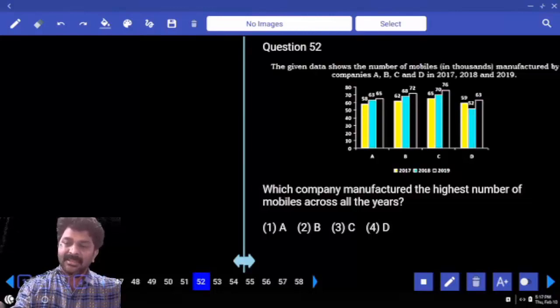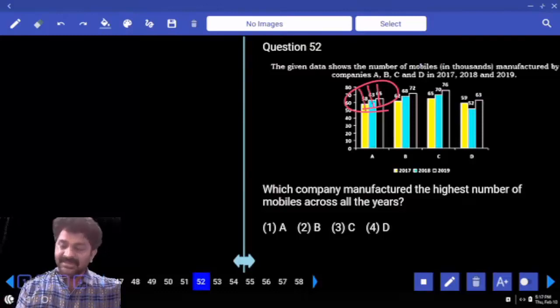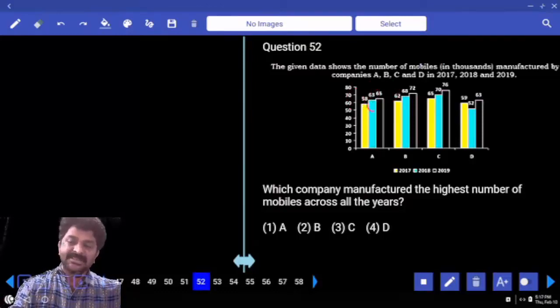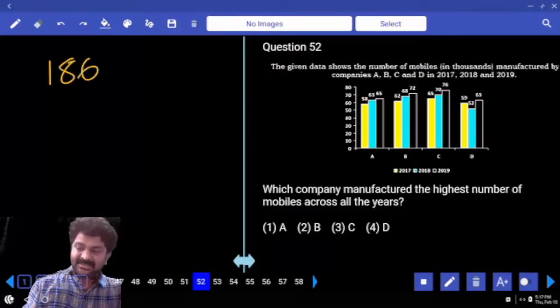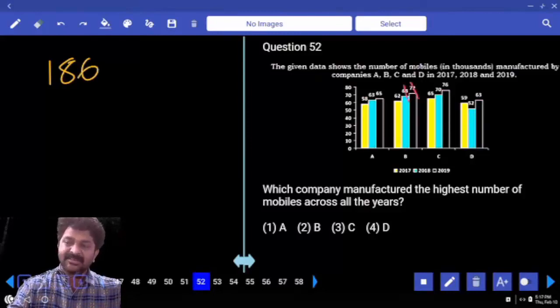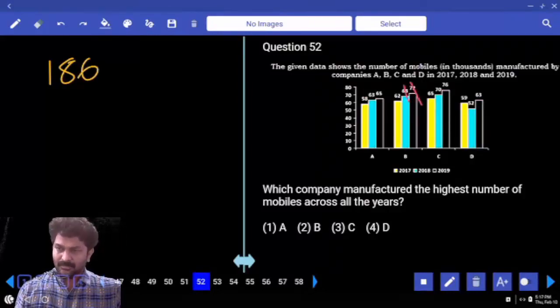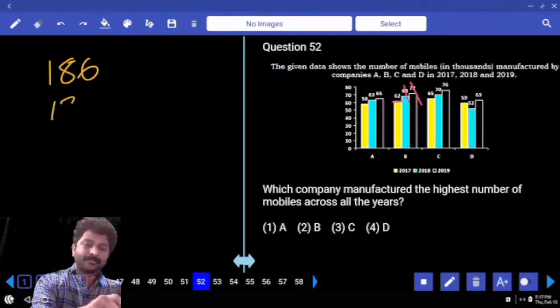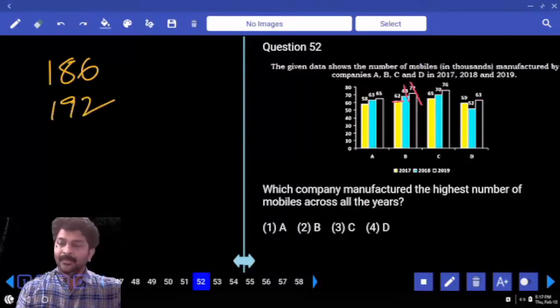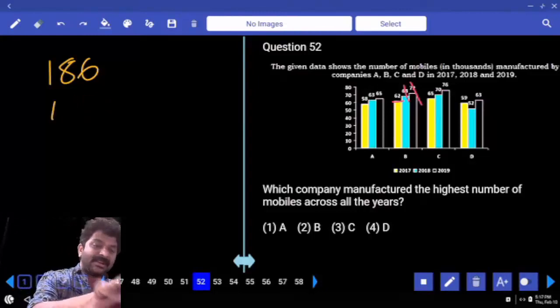Let's calculate sum of numbers here. 60, 60, 120, 50, 170. Units places 8 plus 3 plus 5, 16. Total 186. 68, 72. 140. 140 plus 62, right?